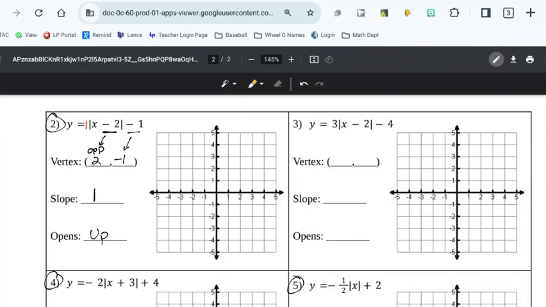So let's go ahead and plot the vertex, which is to the right 2 and down 1. Our slope is 1, which is 1 over 1. So we go up 1, to the right 1. And then we're going to go up 1, left 1 to create that V shape that we are talking about. Go ahead, take your student ID or your straight edge, and we are going to connect our coordinates to get our V shape.